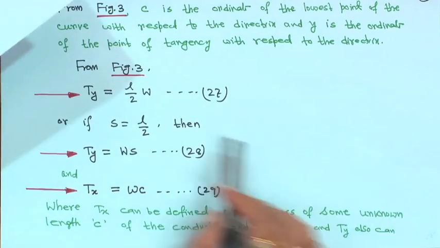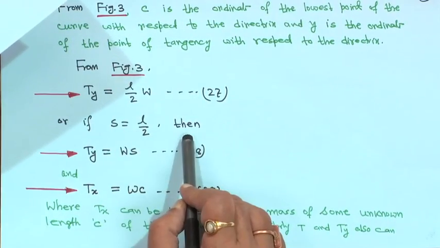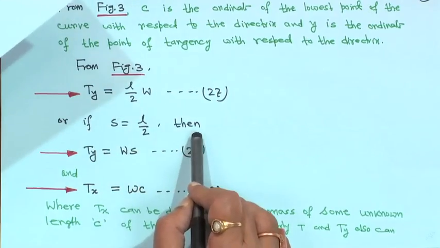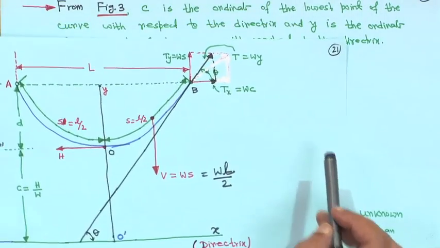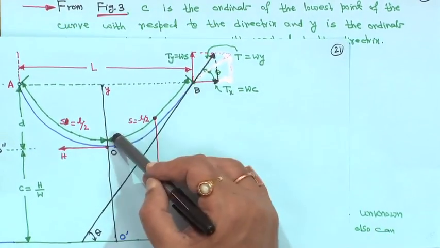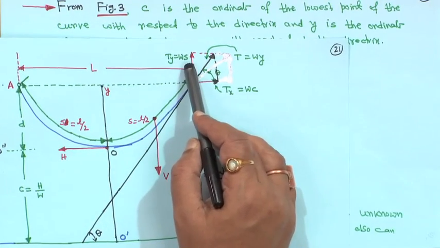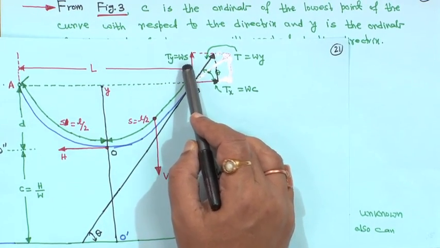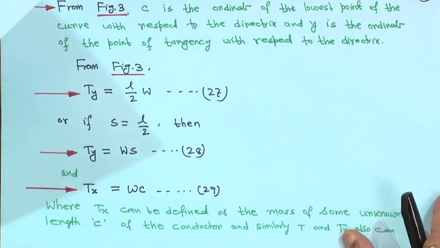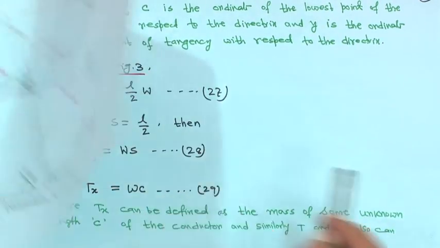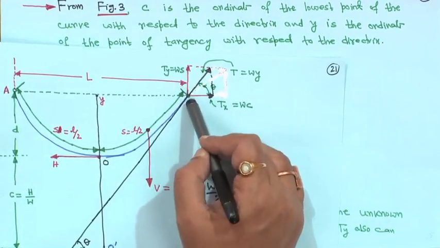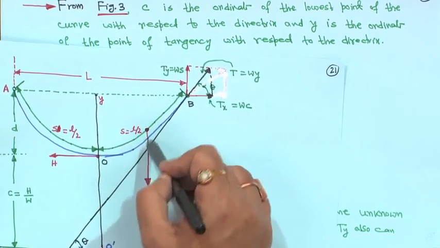If small s is equal to l by 2, then T y is equal to W s. That means, this whole thing, from here to here, if s is equal to small l by 2, then only T y is equal to W s, meaning W into small l by 2. So, that is why you are writing T y is equal to W s: this is the vertical one, and this is balancing the conductor weight.